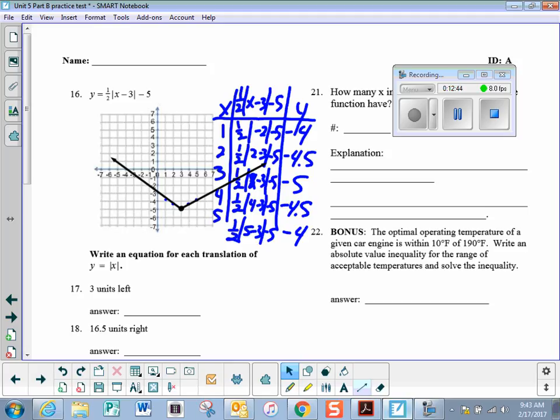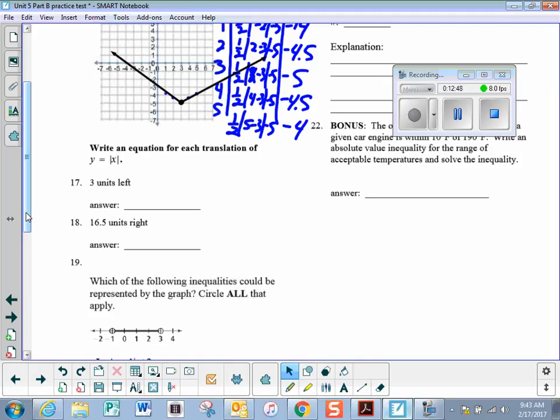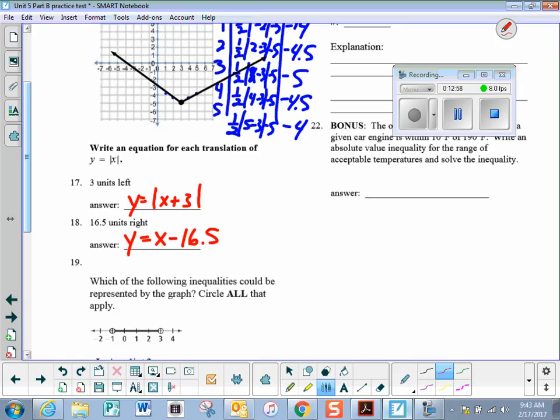Okay. Write an equation for each translation. 3 units left. How are we going to move it left? Put x plus 3 on the inside. How are we going to move it right? Put x minus 16.5 on the inside of the absolute value.